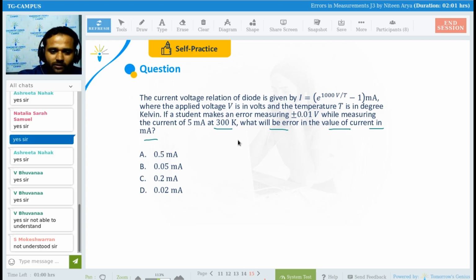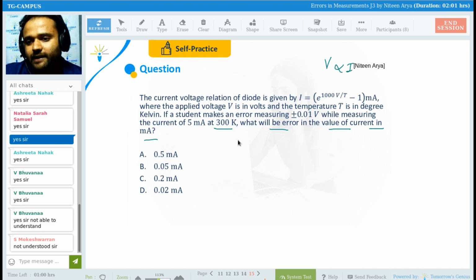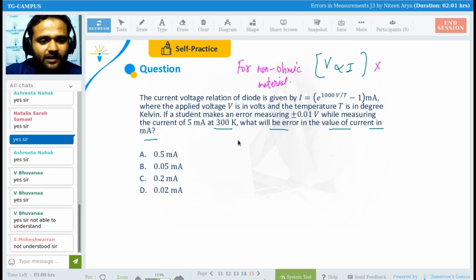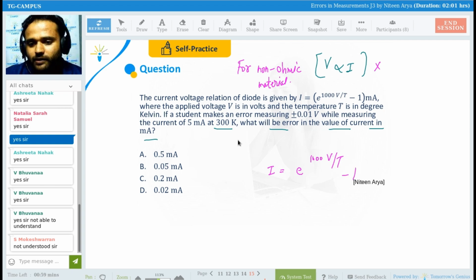Good. Not understood. Okay. See, up to class 10th, we see that there are a few materials which are known as non-ohmic. So diode is non-ohmic, in which V directly proportional to I does not hold. For non-ohmic materials. And diode is one of them. A semiconductor. This thing at least you know. Diode is a semiconductor, right? What is a semiconductor? A material in between conductor and insulator. Okay. So here the relation is given: I equals e to the power 1000 V by T minus 1.